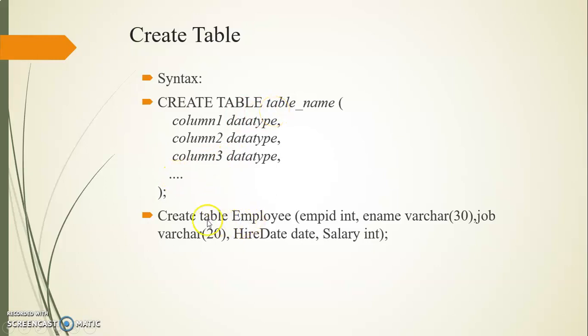Okay, so here I have specified one example, that is create table employee. Table name is employee, the first column name is employee ID with data type integer, emp ID. Next is ename. Ename is nothing but employee name and data type is varchar. This 30 is nothing but the size of characters which we need to insert in our column. So 30 is a size. Job varchar, again 20 is a size.